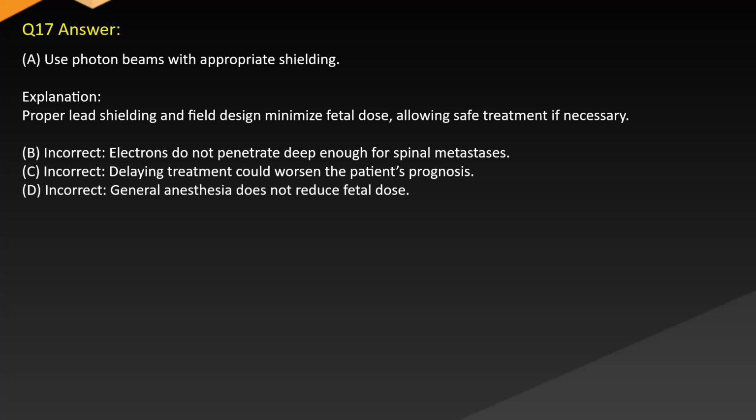Answer A. Use photon beams with appropriate shielding. Explanation: Proper lead shielding and field design minimize fetal dose, allowing safe treatment if necessary. B. Incorrect. Electrons do not penetrate deep enough for spinal metastases. C. Incorrect. Delaying treatment could worsen the patient's prognosis. D. Incorrect. General anesthesia does not reduce fetal dose.